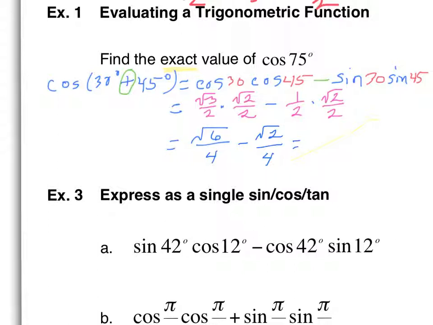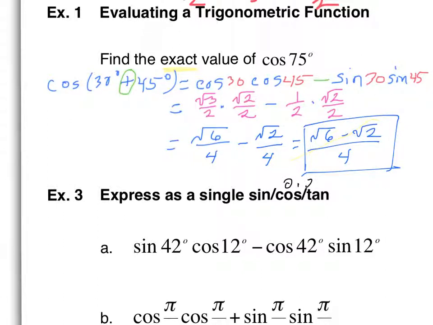Sorry. So we get radical 6 minus radical 2 all over 4. And so this is my exact answer. So you can then take your calculator, and if you punch in radical 6 minus radical 2 over 4, you get the following answer. Approximately, you get 0.2588. I'm going to stop at that. So that's what that exact answer is approximately equal to.